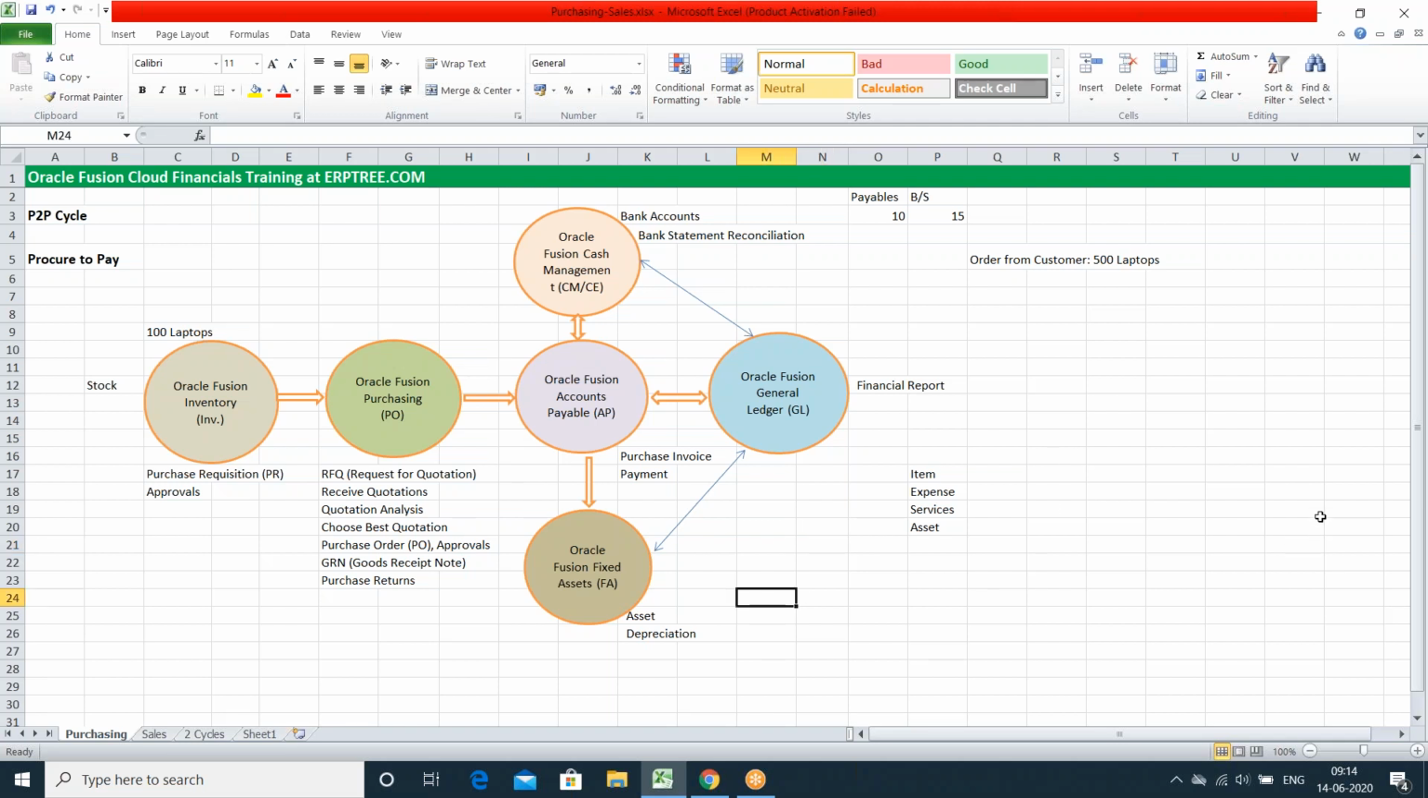Any questions, please? Do you have a separate course for SCM, like procurement, where you cover inventory and procurement? Yes, we have a separate course.